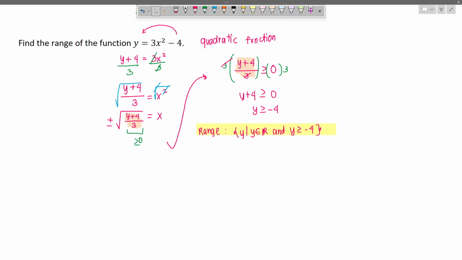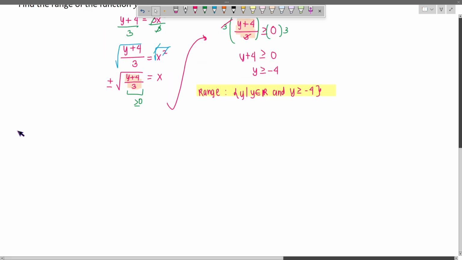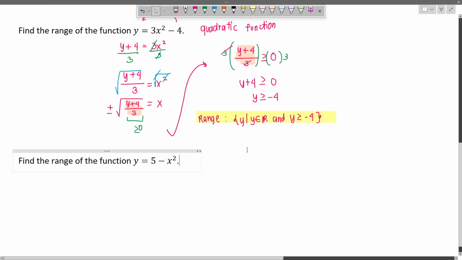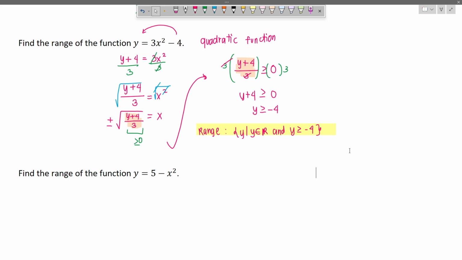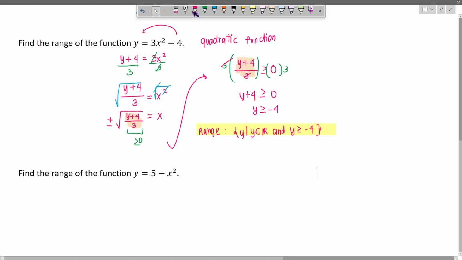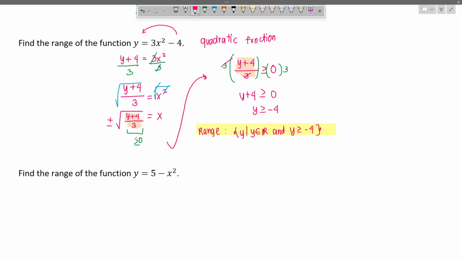Next, for our next function, we have y is equal to 5 minus x squared. You can pause the video if you want to try it yourself. So we have another quadratic function. We can rewrite it first, so isolate x. So transpose 5. We get y minus 5 equals negative x squared.